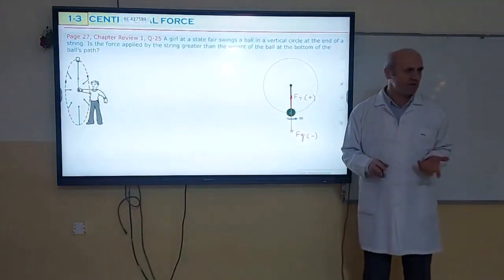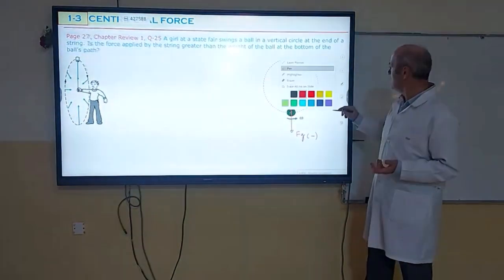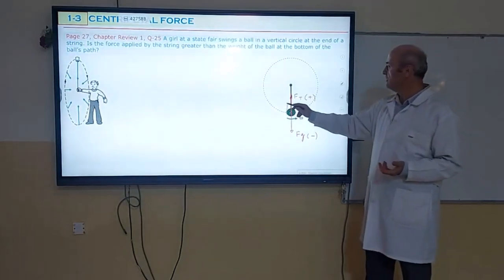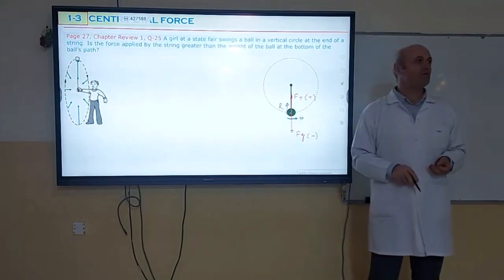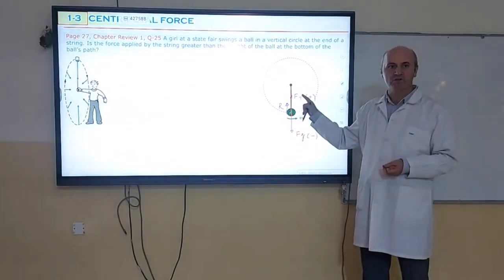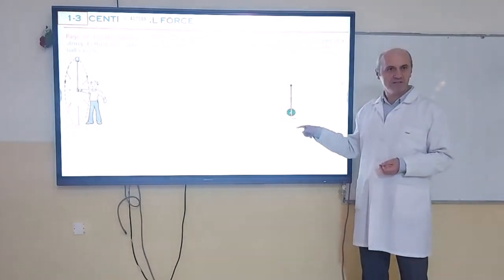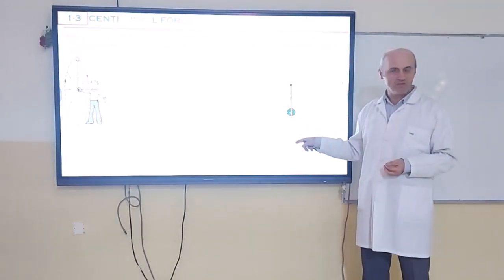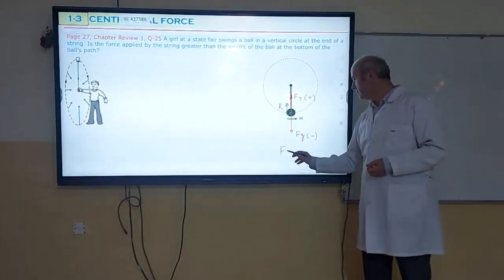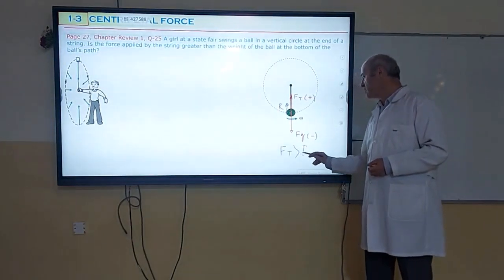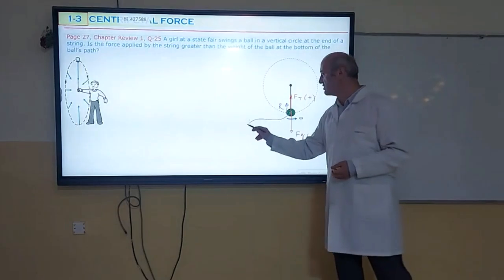What is the direction of the centripetal force? Towards the center. If it is towards the center, resultant must be towards the center. Resultant is always in the same direction as the greater component. Greater component is Ft, smaller component is Fg. At that position, Ft is greater than Fg.